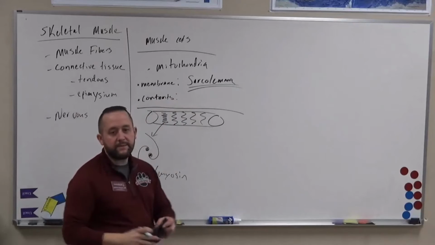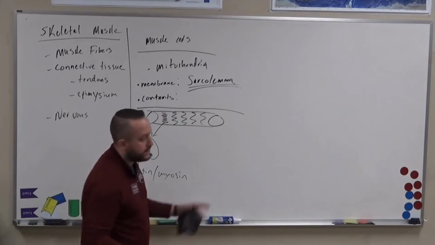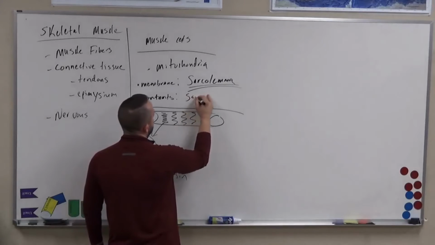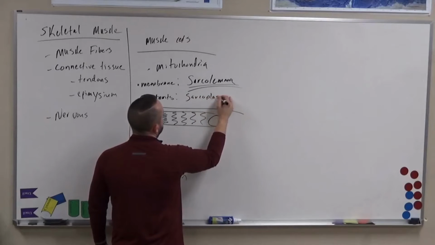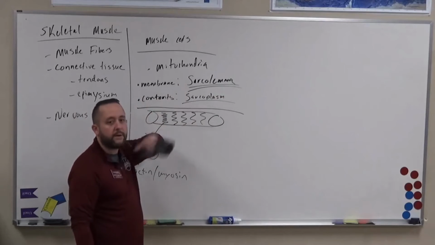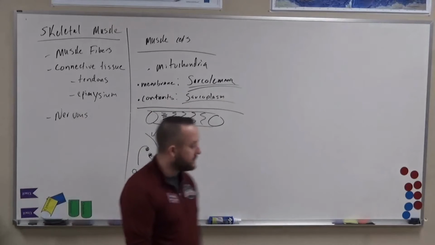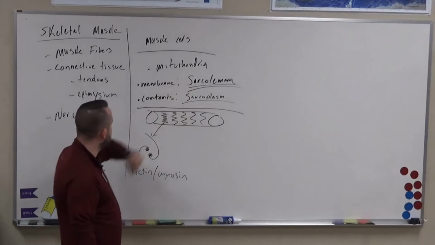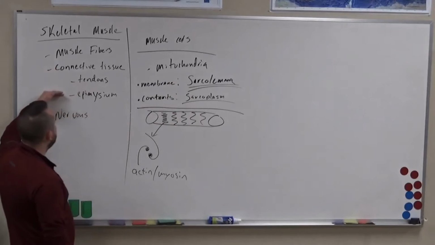Okay. Instead of a cytoplasm, which is just the gel inside of a cell, it's called the sarcoplasm. But this membrane has something special. That's what we're getting ready to go look at here. So some key terms here: sarcolemma, sarcoplasm, epimysium.